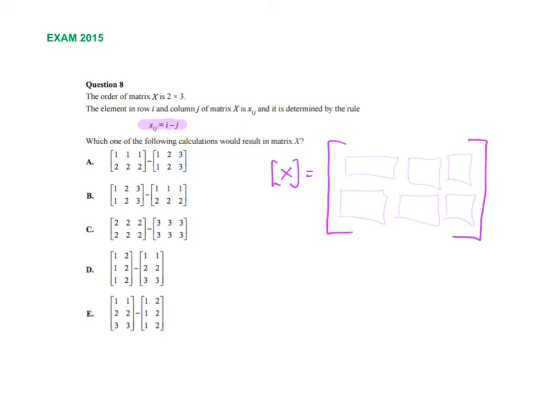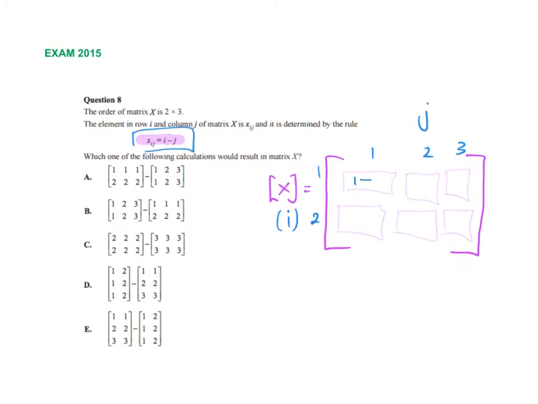So remember this is I, so we've got 1 row, 2 row, and then J is the columns, 1, 2, 3. So if the formula says I minus J, this one would be 1 minus 1, wouldn't it? And this one would be 1 minus 2, and this one would be 1 minus 3, 2 minus 1, 2 minus 2, and 2 minus 3.